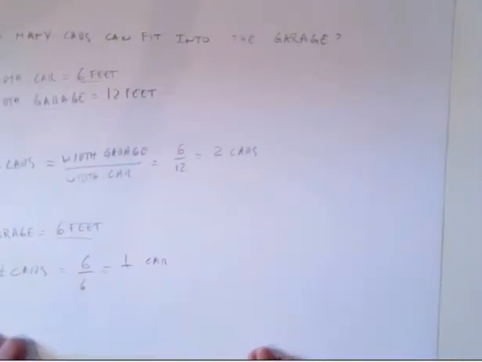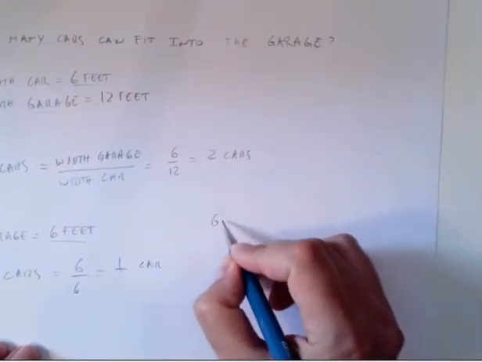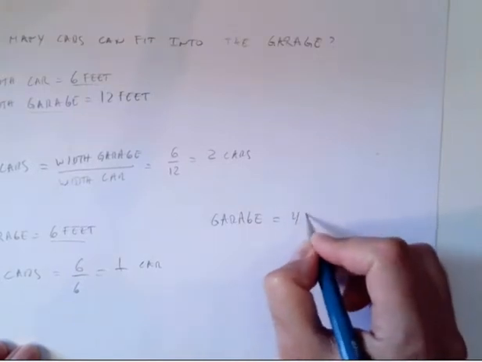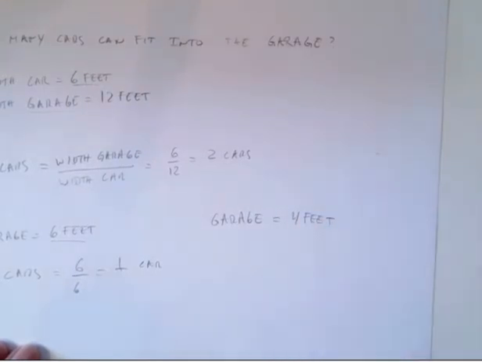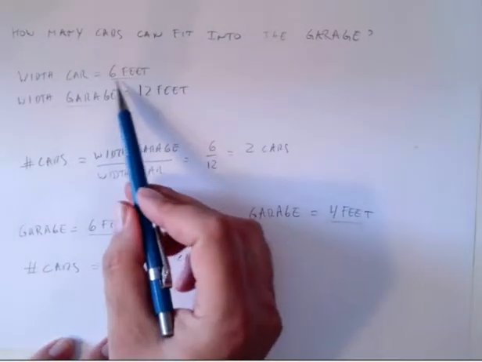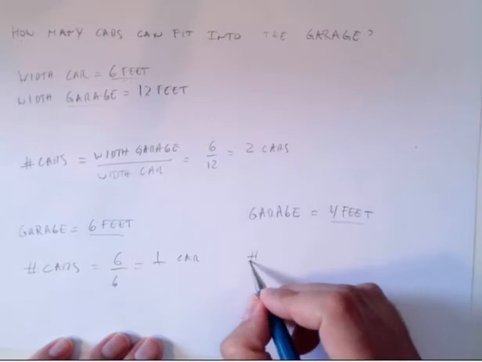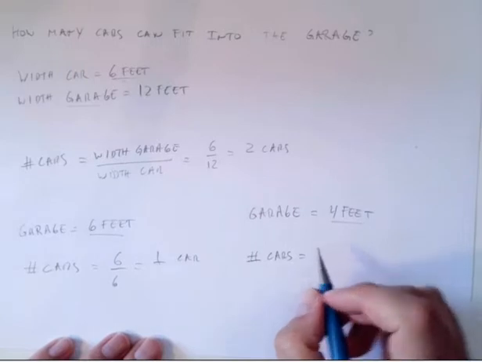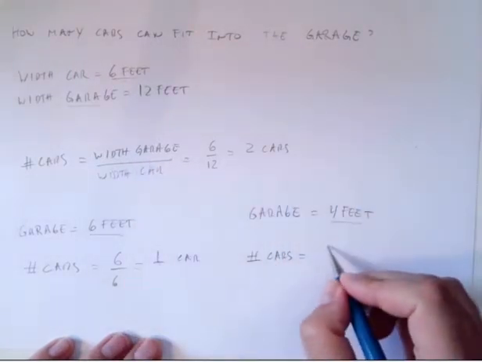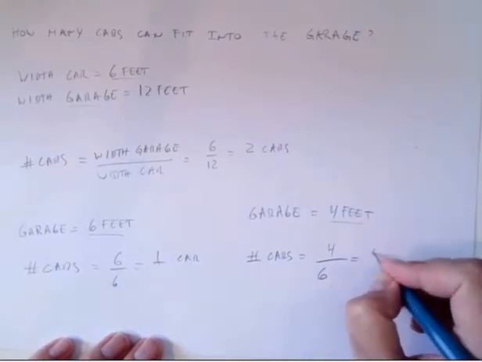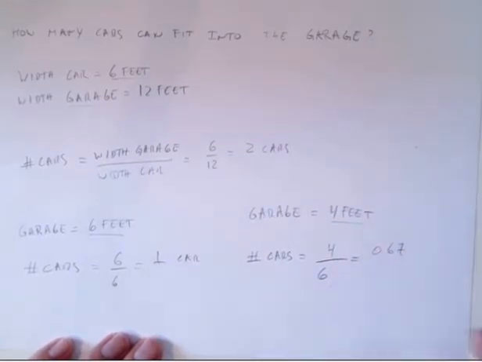What if my garage was 4 feet? What's going to happen now? Well, I know that it's not going to fit, right? But if I plug it into the math, the number of cars will be, the garage now is 4, the car is 6, so it's going to be 0.67. So I know that I can fit 0.67 cars.